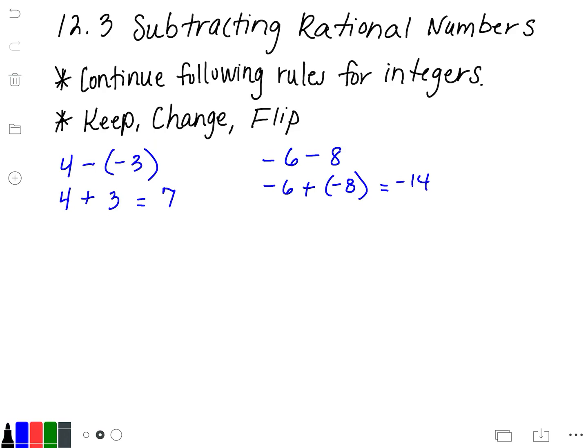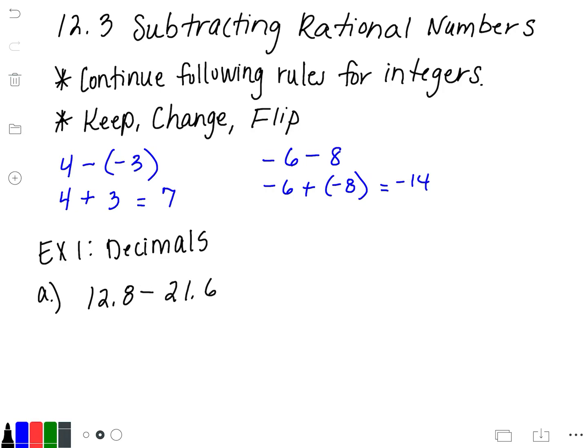So let's start with decimals. Today we'll do all decimals. So EX1. And then tomorrow will be fractions. So let's say we have 12.8 minus 21.6. So step 1, when you're subtracting, you always want to keep, change, flip. I'm going to put a 1 next to that. So keep, change, flip. So keep 12.8, change subtraction to addition, and flip to be a negative 21.6.